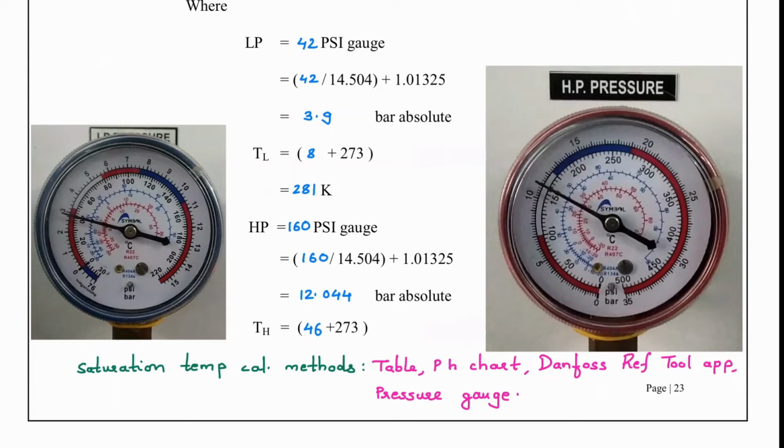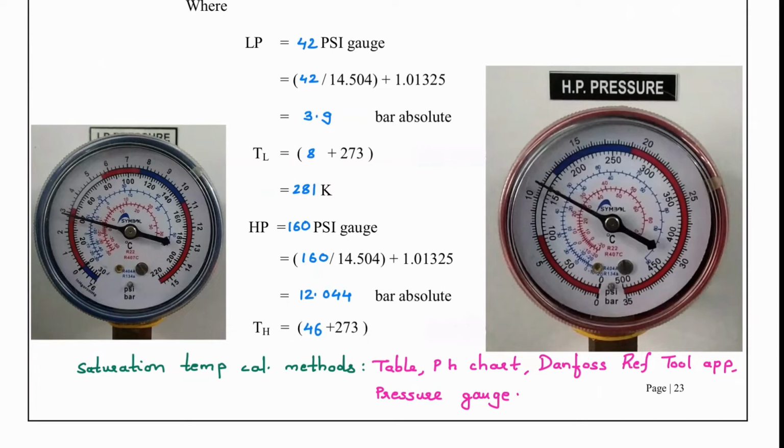One more method you can see is the outer scale of this pressure gauge, which is bar. Directly from here you can also read the bar value, plus you have to add 1.01325 bar to get bar absolute from bar gauge. But in order to remember the relation of how to convert psi into bar, when you are performing the experiment, take the pressure reading in psi only, then use this relation to convert it into bar, and then add atmospheric pressure to get bar absolute. So this is the HP, high pressure value.